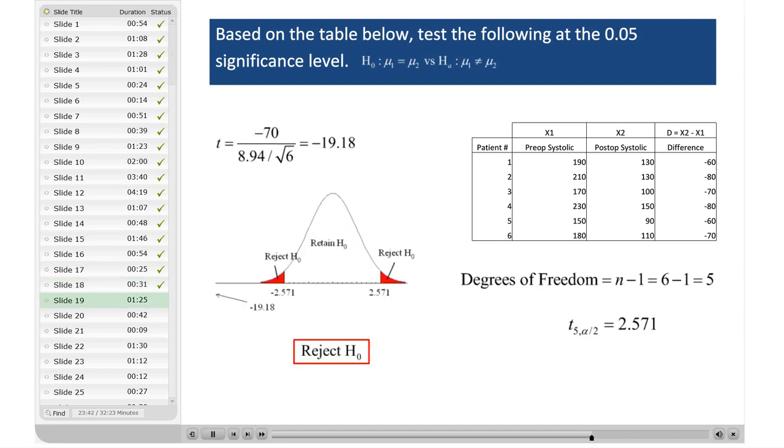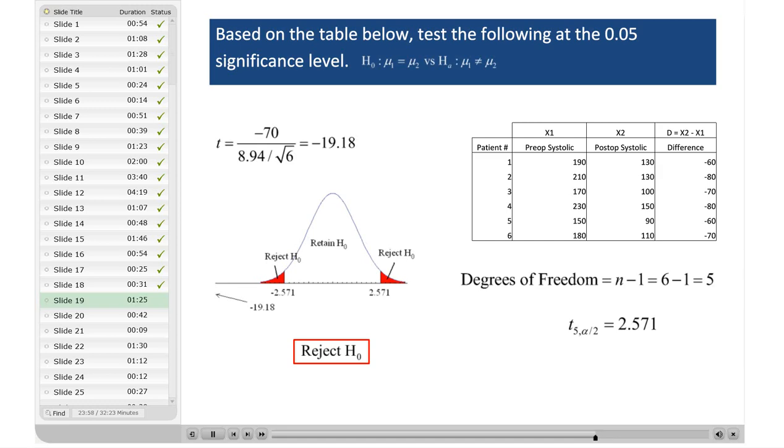And finally, we compare our test statistic to the cutoff value. Here our cutoff value is 2.571, and our test statistic was negative 19.18, which is way to the left in the rejection region. So we are going to reject the null hypothesis here.